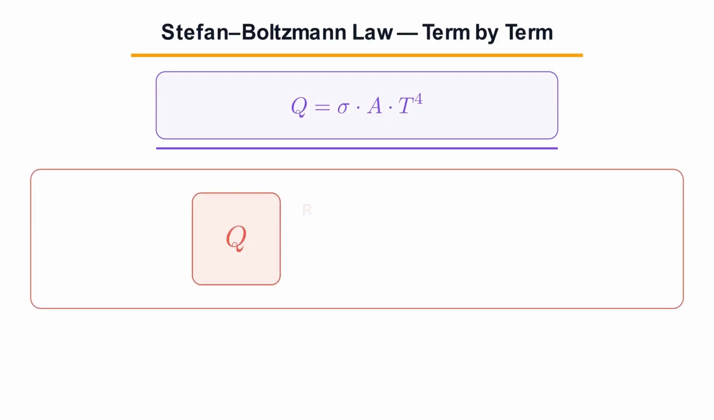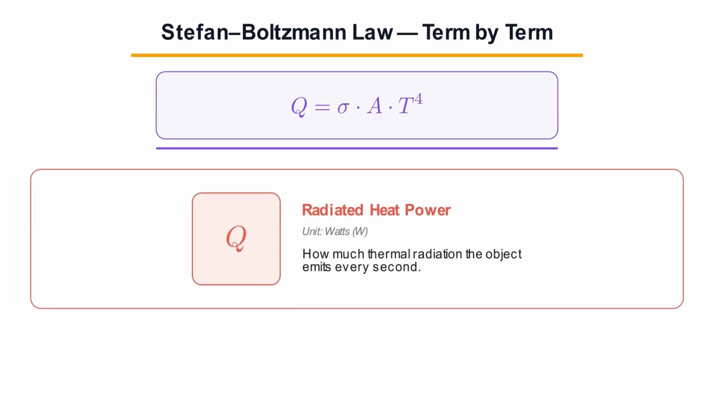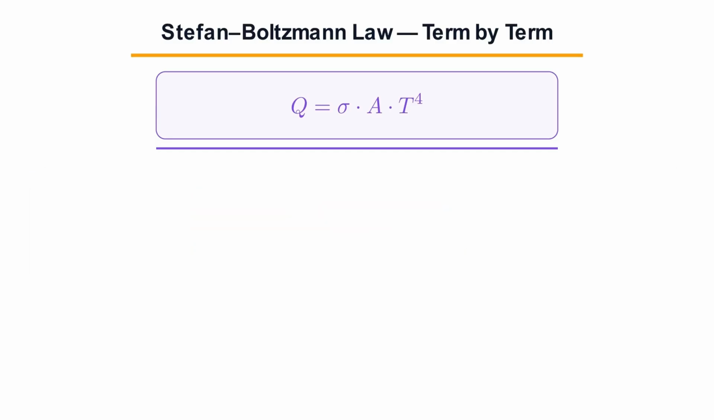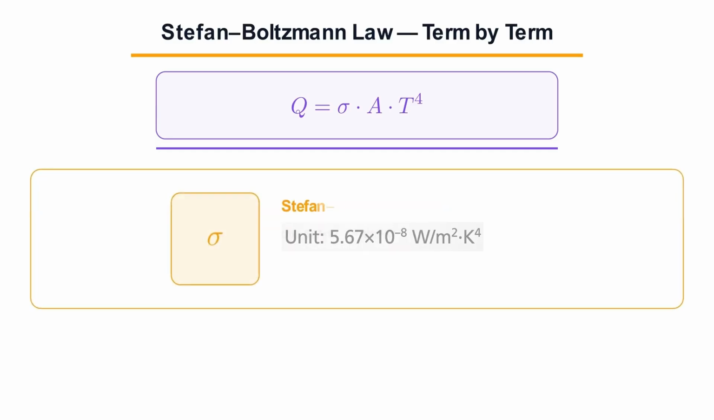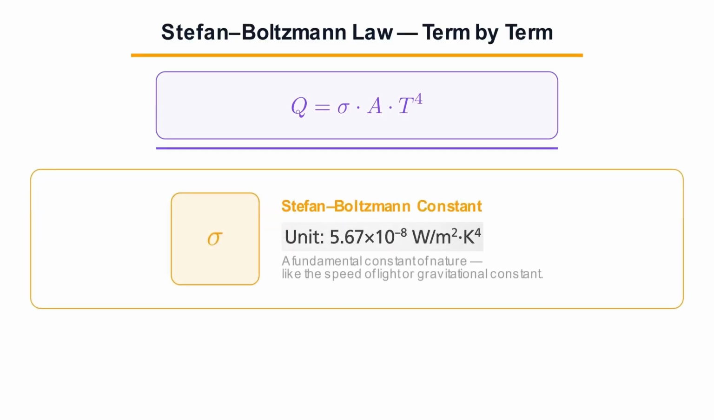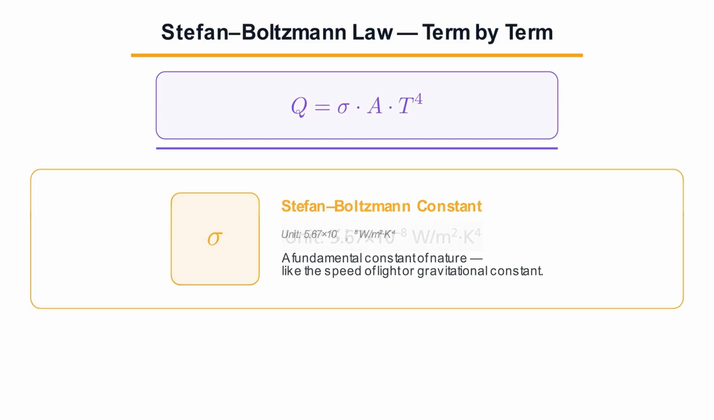Let's look at each variable. Q, the radiated heat energy, in watts. This is how much thermal radiation the object is emitting every second. Sigma, this is the Stefan-Boltzmann constant. Its value is 5.67 times 10 to the negative eighth watts per meter squared times Kelvin to the fourth. It's a fundamental constant of nature, just like the speed of light or the gravitational constant.